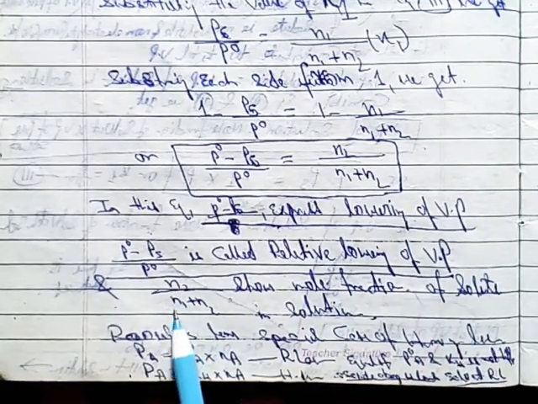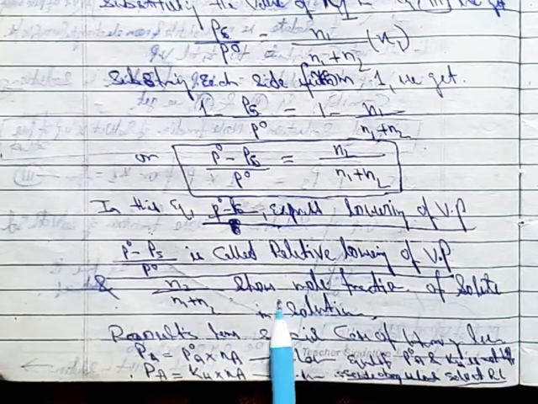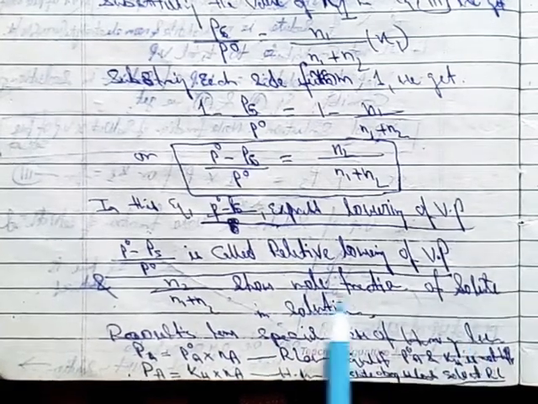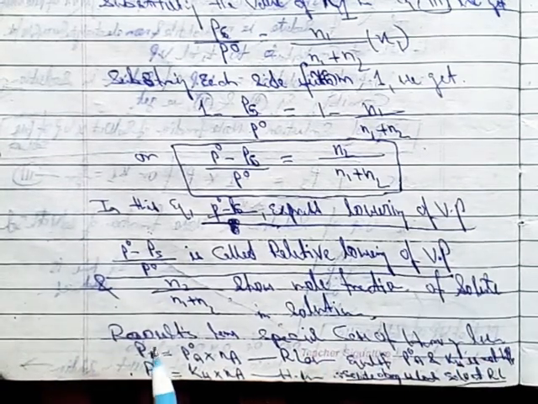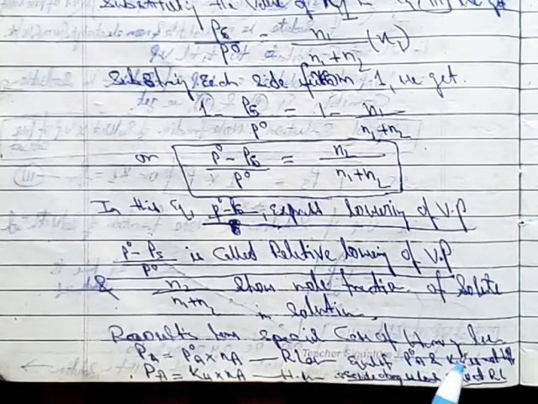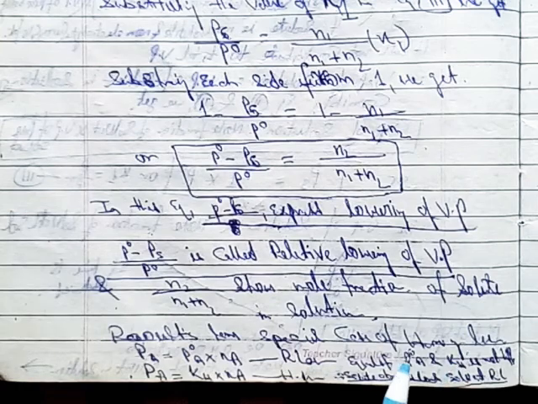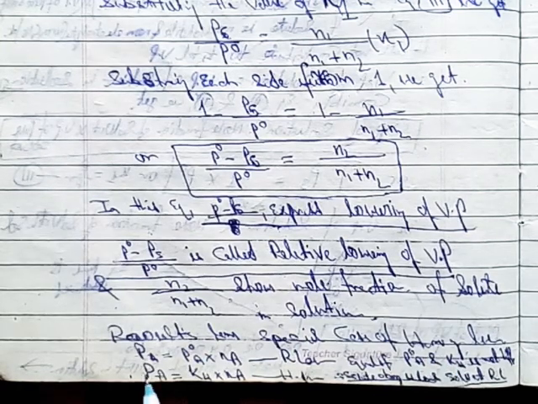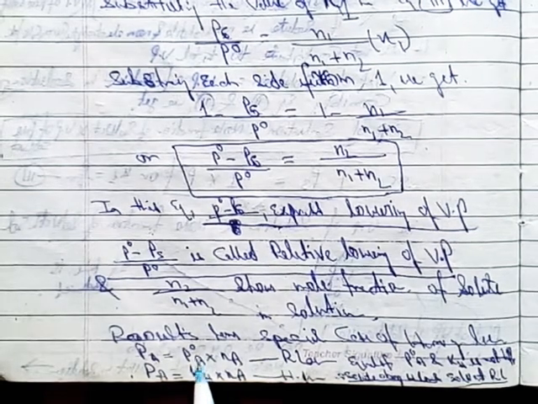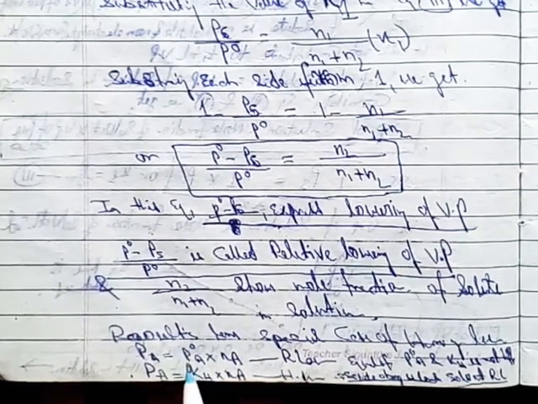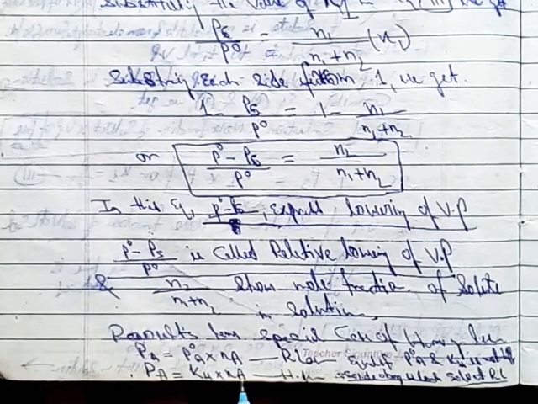What does n2 divided by n1 plus n2 show? It shows the mole fraction of solute, since n2 is above. So Raoult's law is a special case of Henry's law. We have the formula Pa equals P naught A into XA, or Pa equals, in place of P naught A, as it is constant, Kh into XA. So Henry's law and Raoult's law have some things in common.